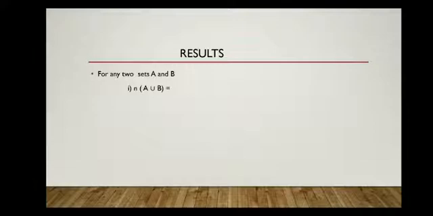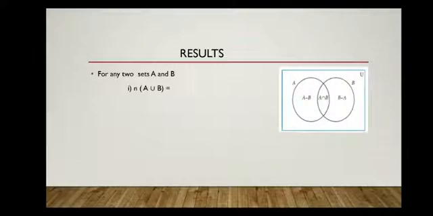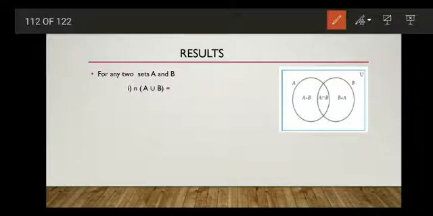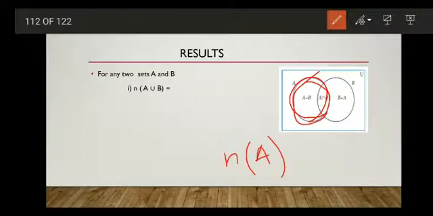So when you count the number of elements in A union B, first we'll count the number of elements in A, covering the whole portion of A. Then we'll count the number of elements in B. When you add them, we have counted the number of elements in this common portion 2 times. So we have to remove the common elements 1 time.